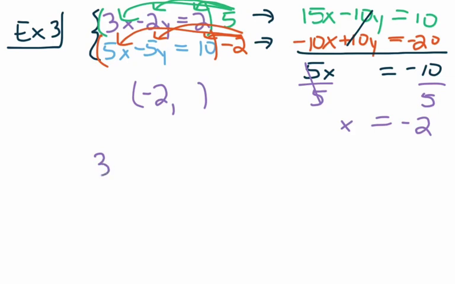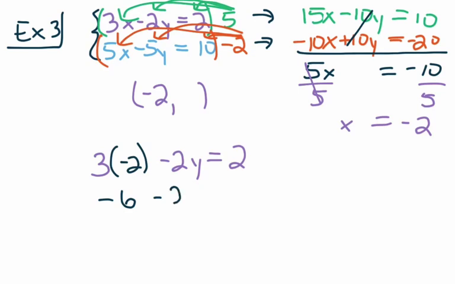So I have 3 times negative 2 minus 2y equals 2. Do my math. 3 times negative 2 is negative 6. Bring down my minus 2y equals 2. Now I'm trying to get the negative 2y by itself, so I add 6 to both sides.